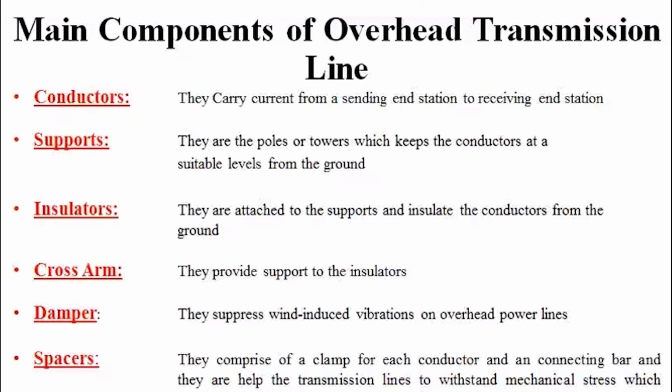Cross arms provide support with insulators. Dampers suppress wind-induced vibrations on overhead power lines. The purpose of dampers is to reduce the oscillations and vibrations that happen because of the wind.